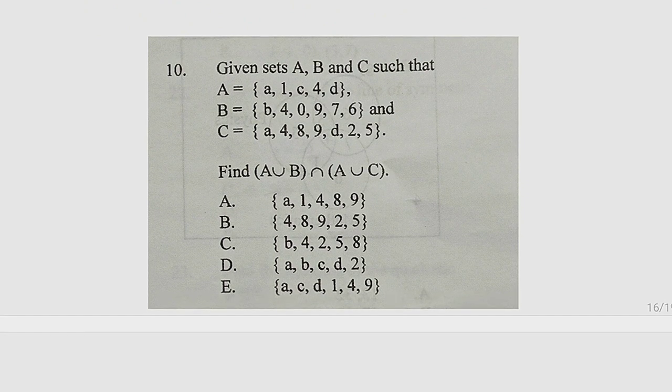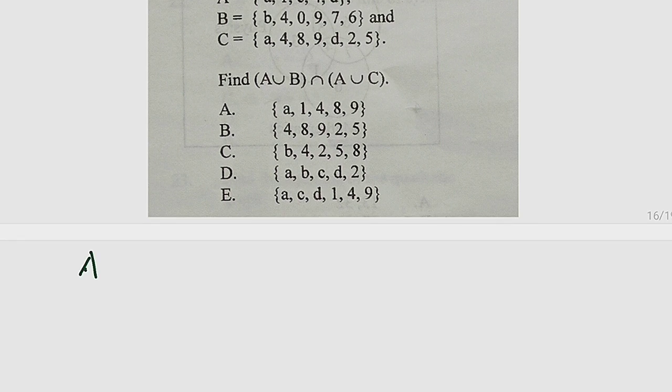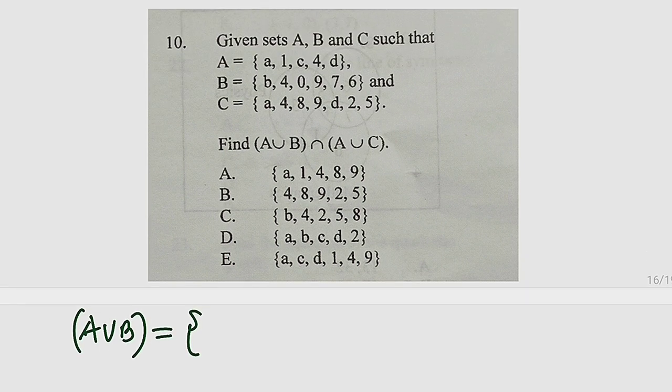On that set, we are given 3 sets here, A, B, and C, and the elements of set A are A, 1, C, 4, D. We have that of B, B, 4, 0, 9, 7, 6, and that of C is A, 4, 8, 9, D, 2, and 5. We are asked to evaluate A union B intersecting A union C. So let us find A union B. A union B is a collective set of A and B together to form a single set. So you are going to unite them, join them together, to form a new set of the combined elements.